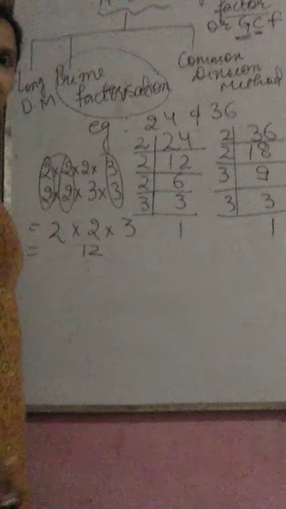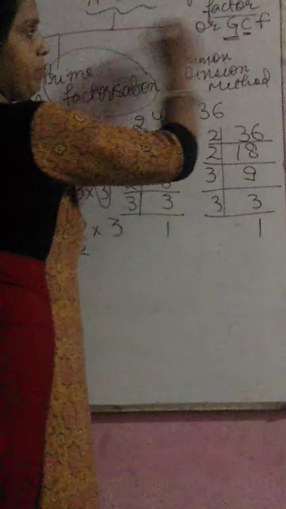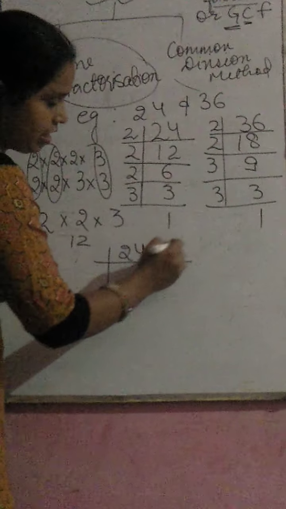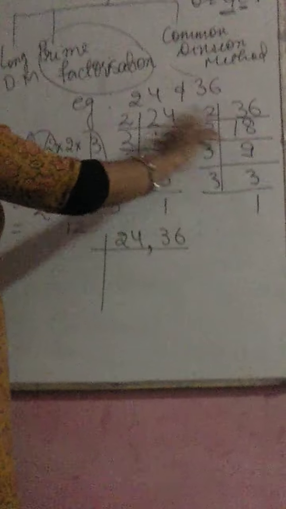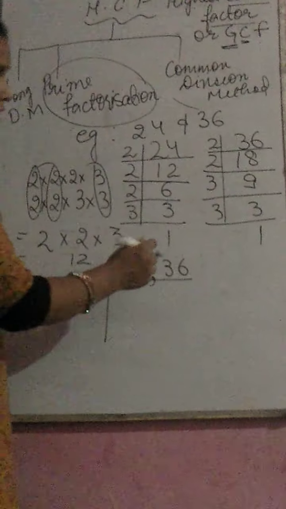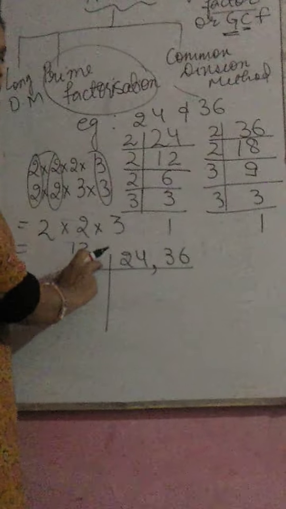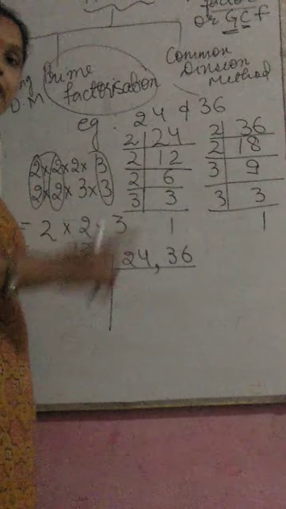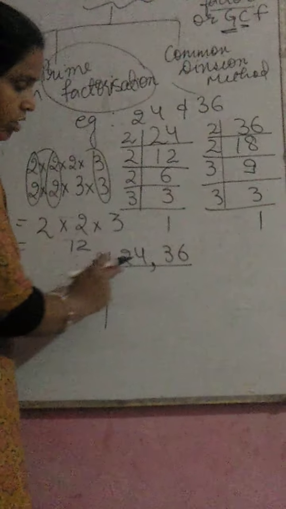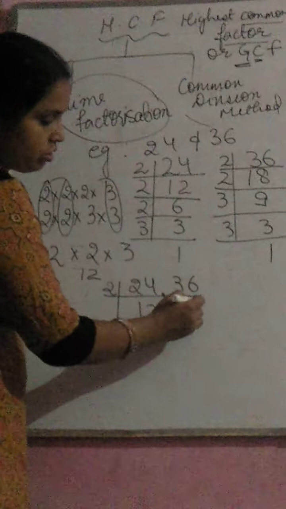This is what the prime factorization method will be for finding the HCF, children. Now the common division method means that you will write both numbers together in the division symbol. Here I had taken these two numbers separately. In the common division method, you take them together, whether there are 2 numbers or 3 numbers. Then you take the prime factor which divides both. Suppose, for example, 2 divides 24 and 36 both. So I am taking my prime factor as 2. It divides both the numbers.